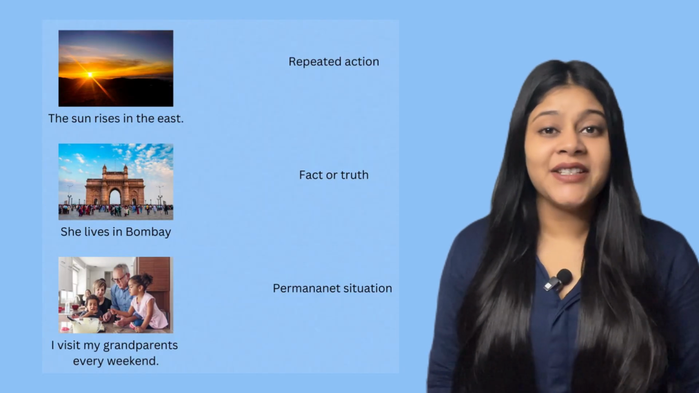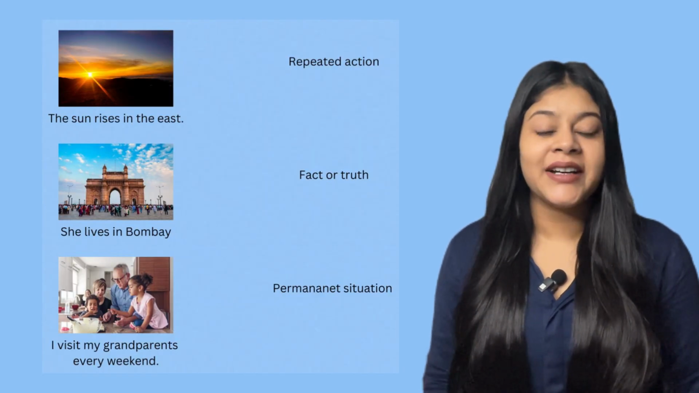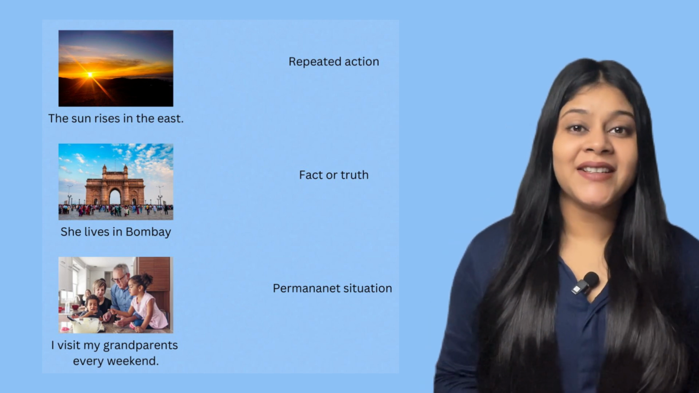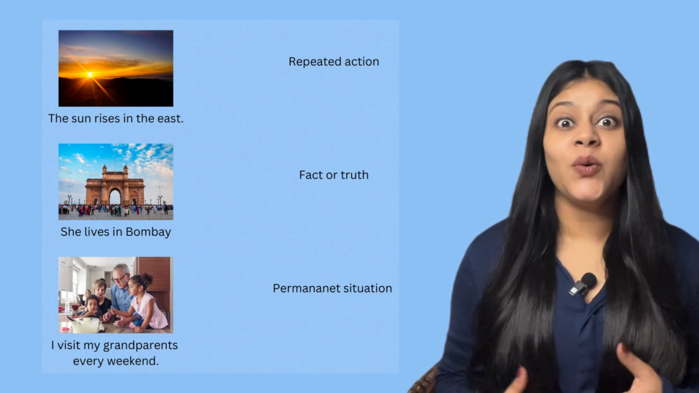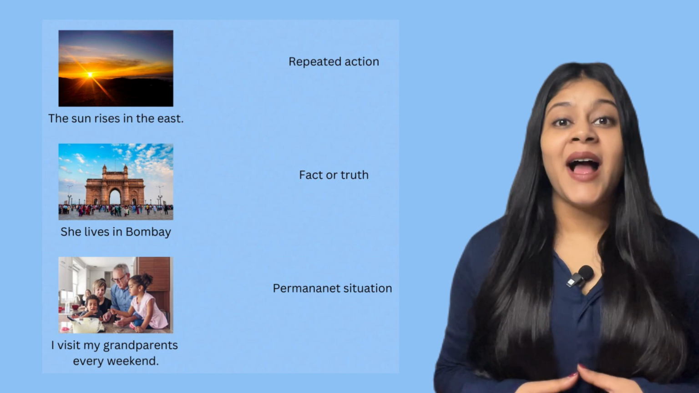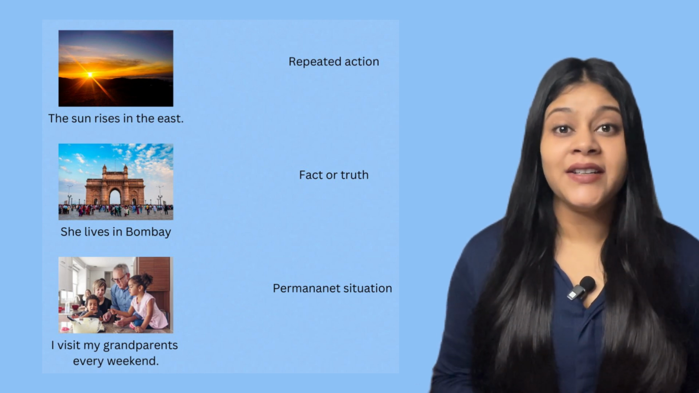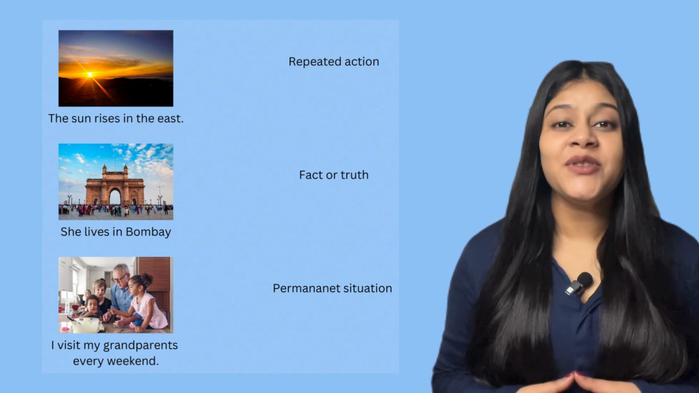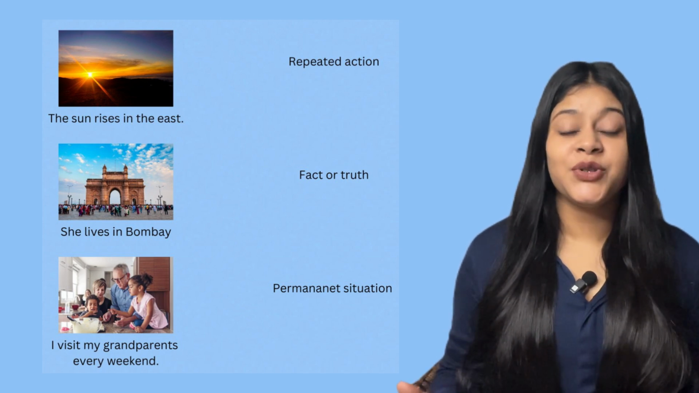Now, to make sure that you've understood the concept, I've put an activity in front of you. It's a very simple activity. You have to match column A to column B. The sun rises in the east is a fact. It always rises in the east. I visit my grandparents every weekend is a repeated action. It takes place every weekend. She lives in Bombay is a permanent situation.